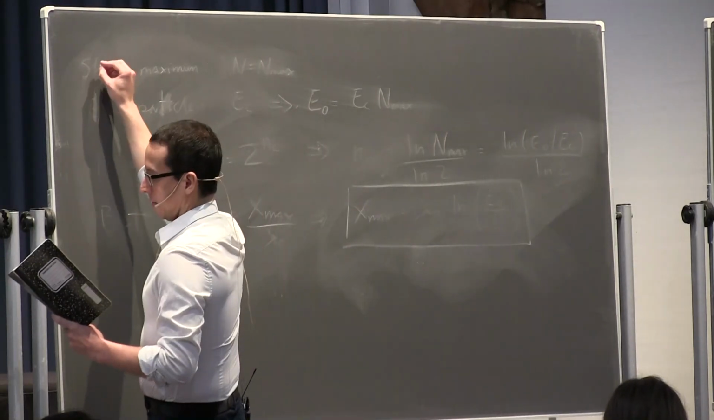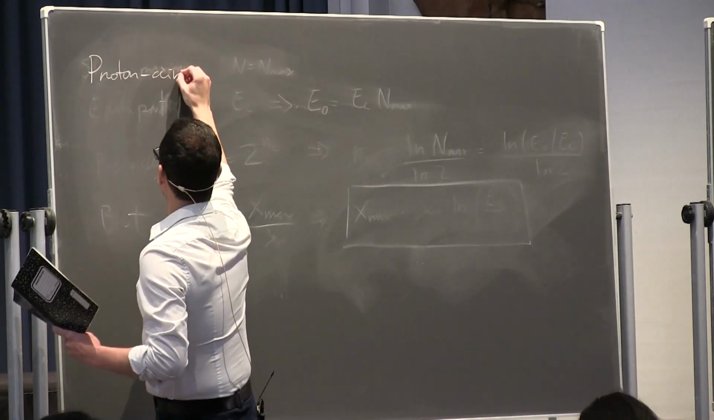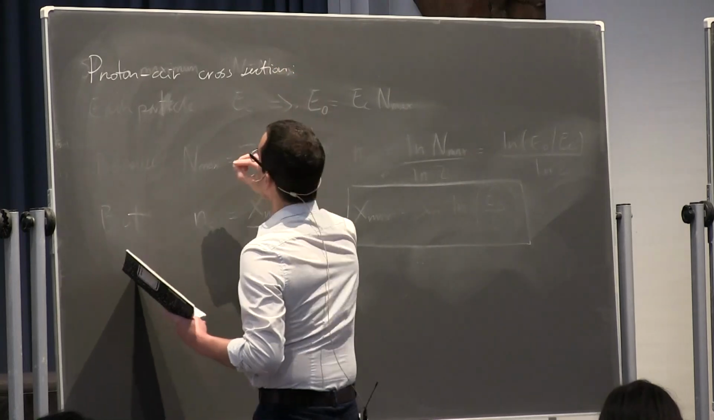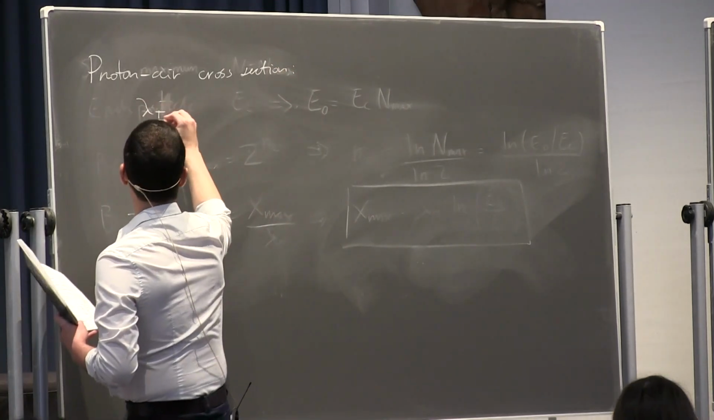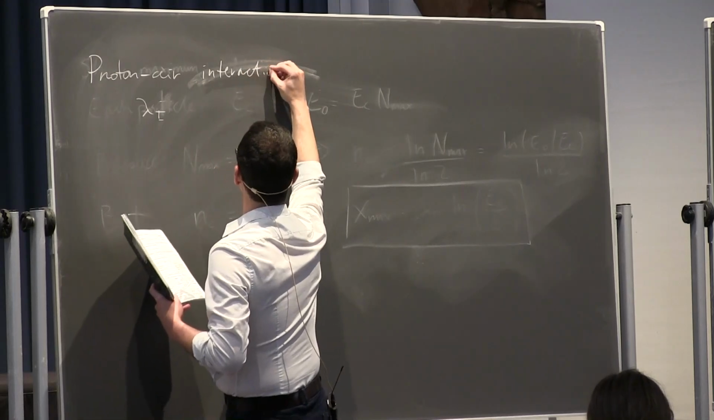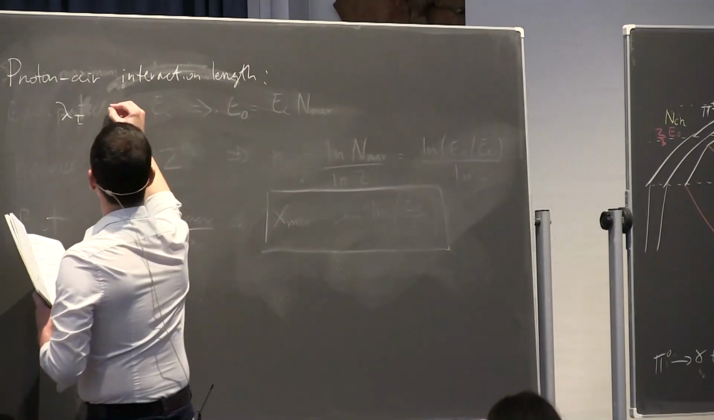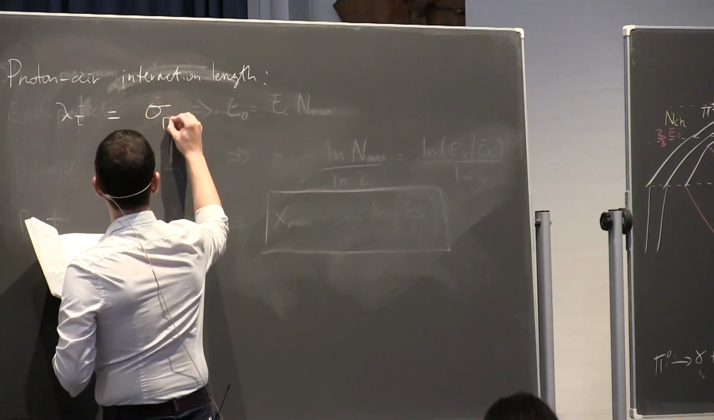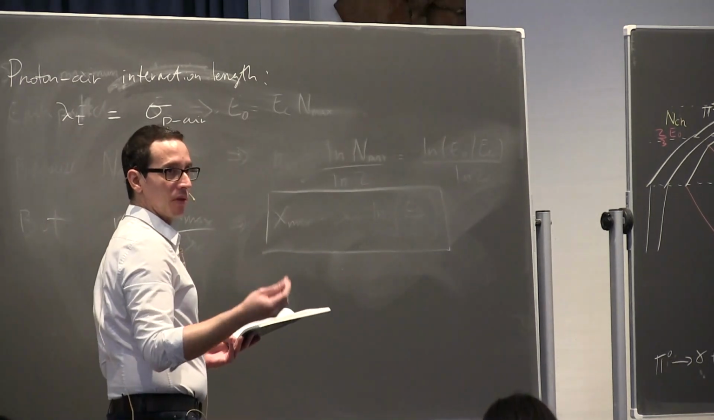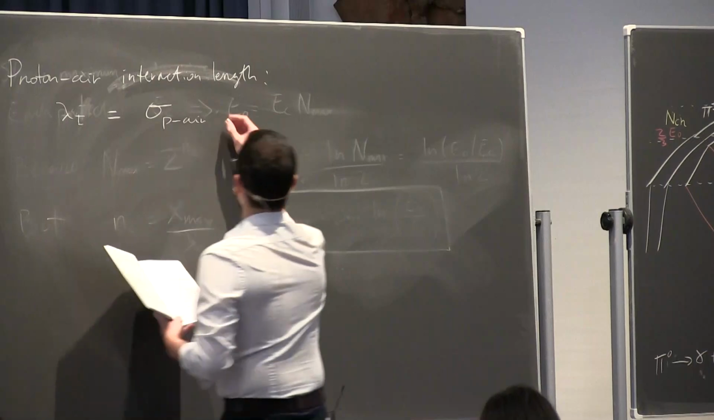So let me write it like this. The proton air cross-section, that is that quantity lambda, sorry, interaction length is what I wanted to write. Okay, now we go. This is a quantity that depends on the proton air cross-section. And by that I mean this is a weighted average of proton with the different elements, molecules that are in the air. So that's why I'm just calling it proton air.